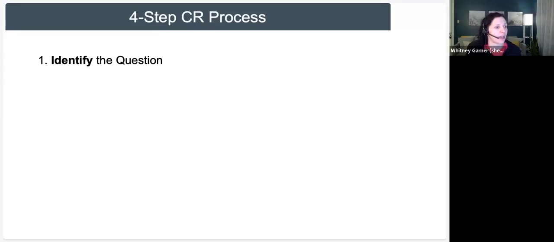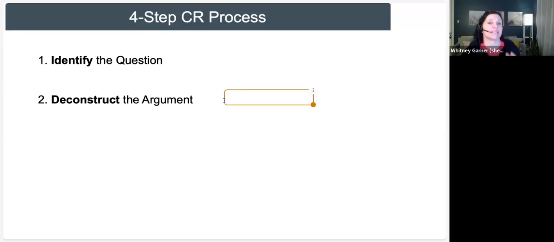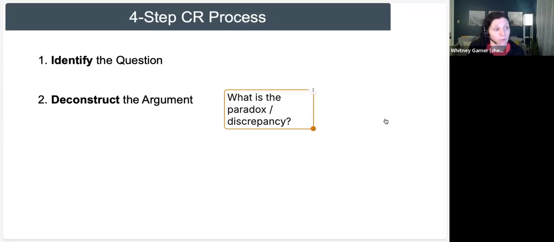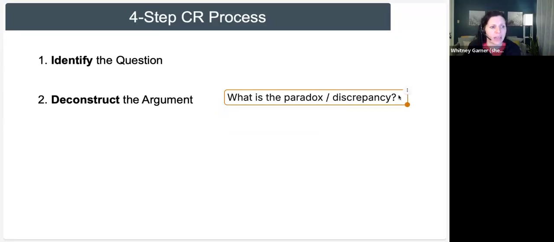Our second step is to read and deconstruct the argument. So we go to the argument, we deconstruct. As we're deconstructing for this explain a discrepancy, what we want to think about is what is the paradox or the discrepancy? Use your own word, however you want to use it. And then we might even brainstorm a little: why is this a discrepancy? Why is this weird or unexpected?